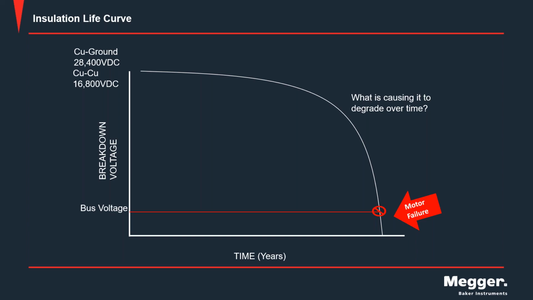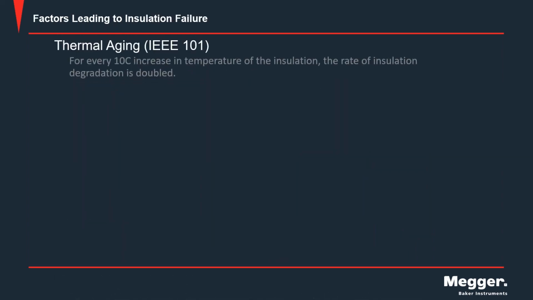So what's causing it to degrade over time? That's what we want to ask here. So here are our factors that lead to insulation failure. IEEE 101 mentions the 10-degree rule. For every 10 degrees rise in temperature of the insulation, the rate of insulation degradation is doubled, or we're halving the life of that motor. So what's causing heat in our motors? There are a lot of things that cause heat in the motor.